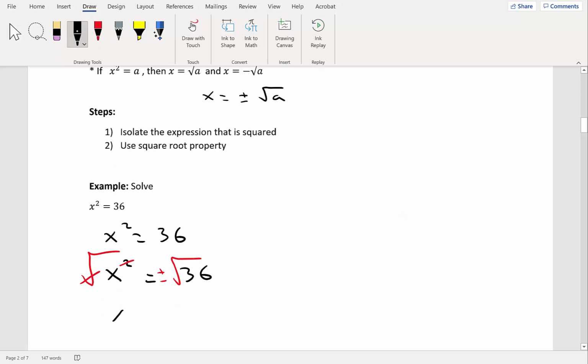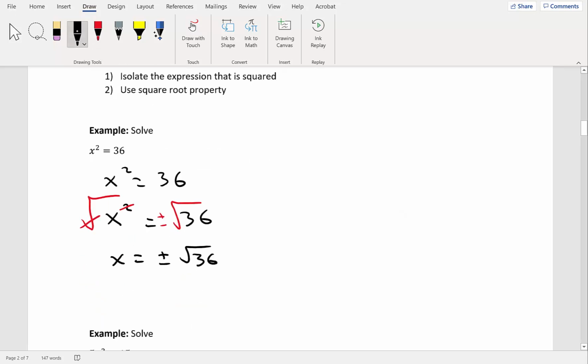So I have x is equal to plus or minus the square root of 36. But now the square root of 36, we could simplify that. We get x is equal to plus or minus 6. But just be careful here. This gives us two solutions. We get x is equal to negative 6 and x is equal to positive 6.